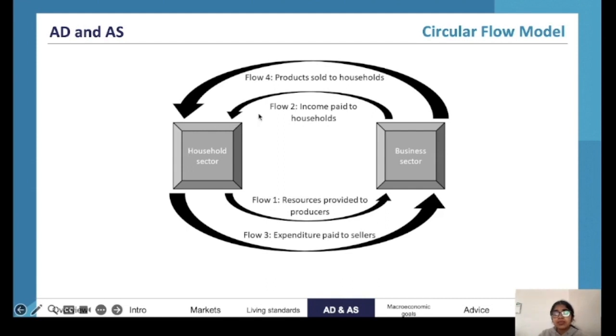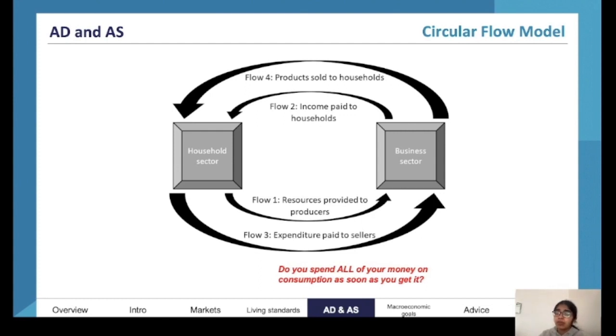Next, with that income, households go and buy things. They buy things from businesses, and that's expenditure paid to sellers. In return for that expenditure, businesses produce goods and services, so they sell products to households. So it's a sort of cycle, 1, 2, 3, 4, and it's just the flow of income through this model in an economy.